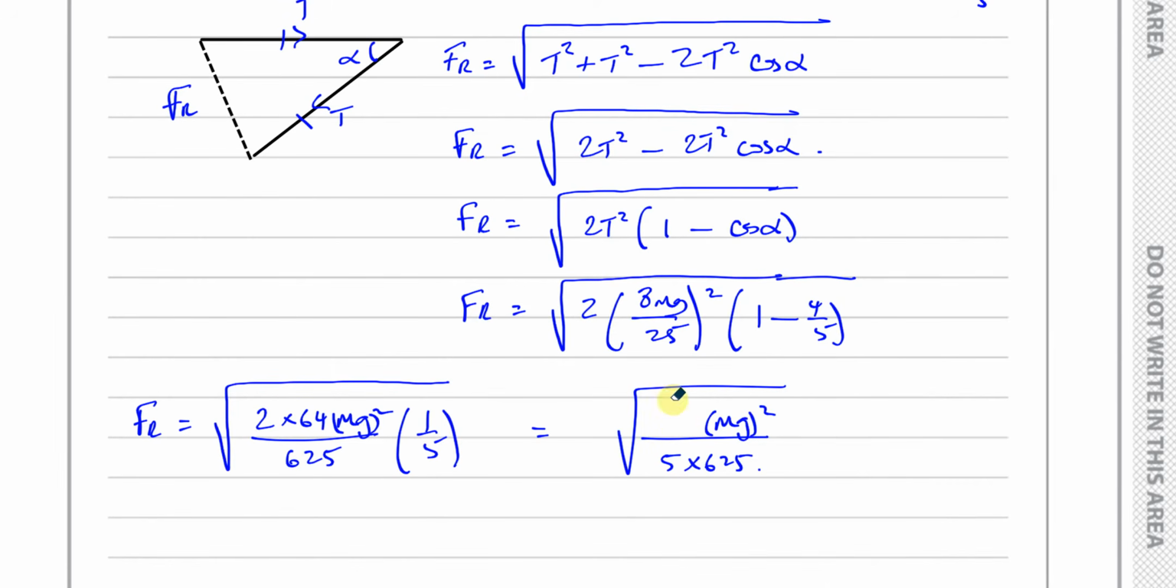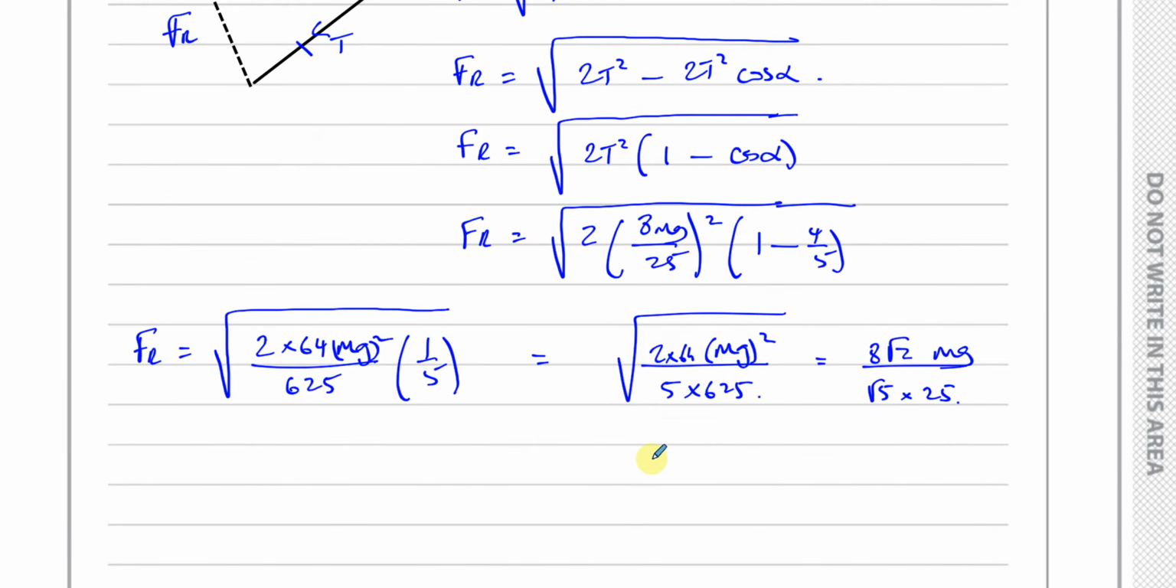We can write this as 2 times 64, and I know some of the square roots here. The square root of 64 is 8, so there'll be 8 times root 2 times mg over root 5 times 25, since 5 times 625: the square root of 5 is root 5, and the square root of 625 is 25, because that was 25 squared. So now let me simplify this. We have 8 root 2 over 25 root 5 mg.